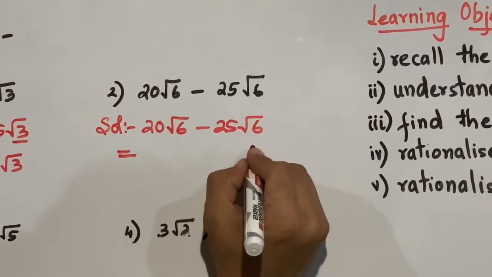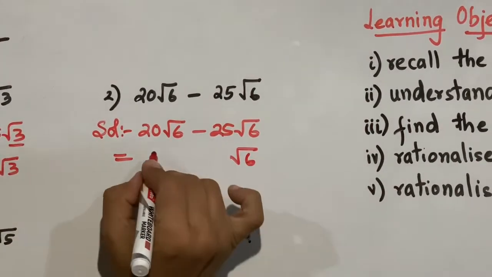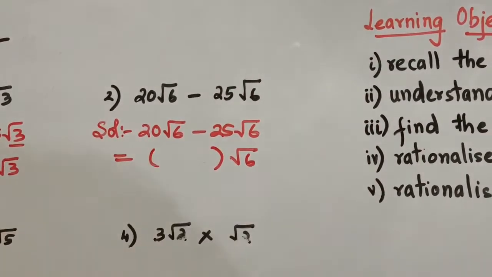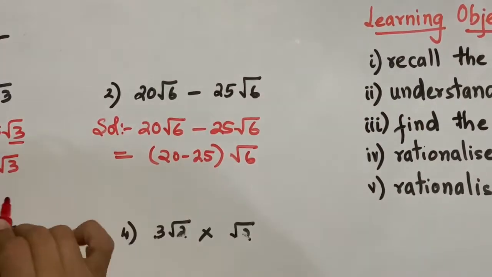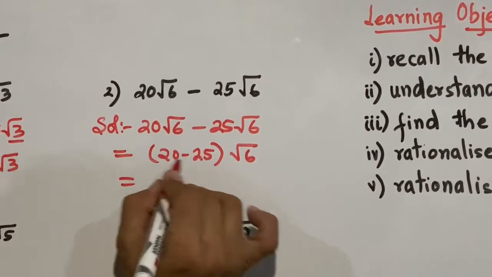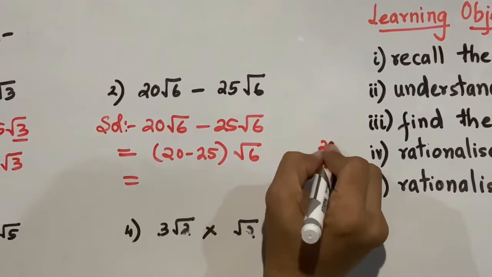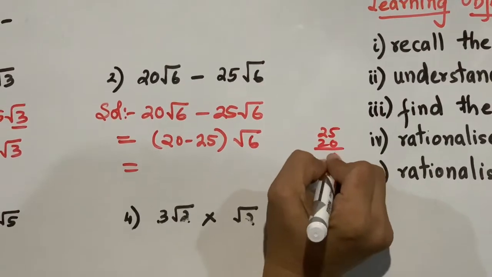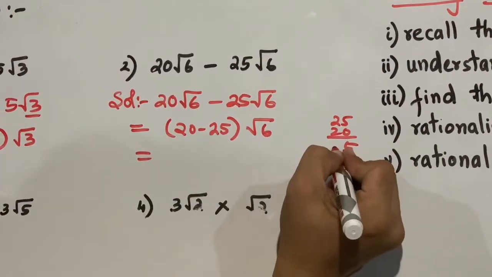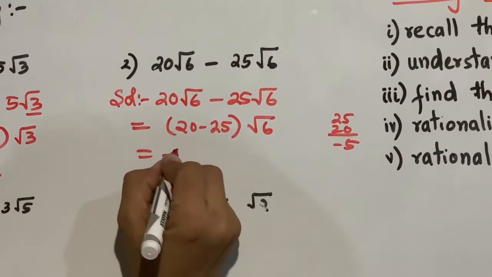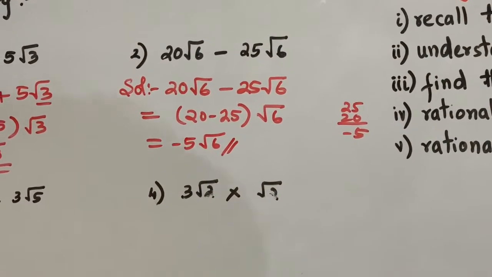Now the irrational factor must be the same, root 6, so the irrational factor is common. The coefficients are 20 minus 25, so we subtract the numbers. We write the sign of the greater number, which is 25, so the sign is negative. The answer is negative 5 root 6. This is how we subtract any two irrational numbers.